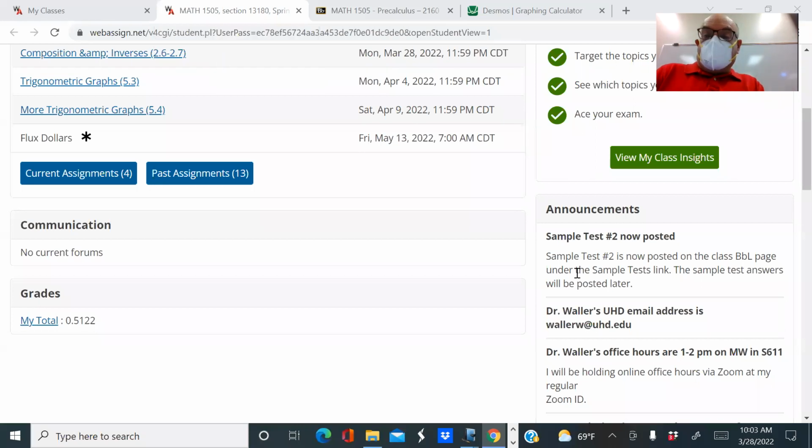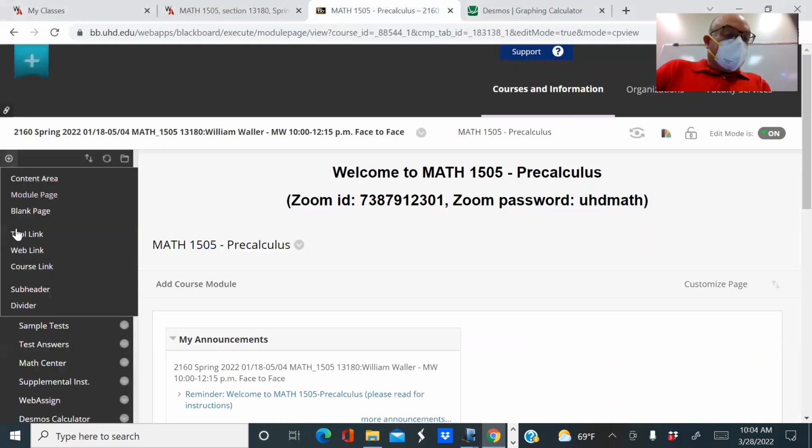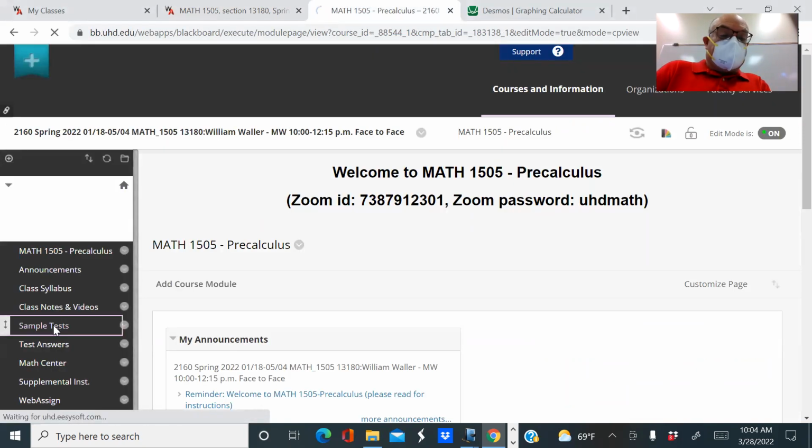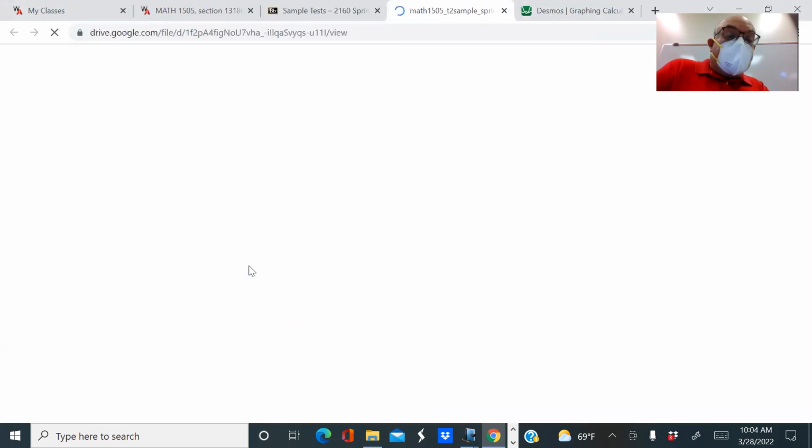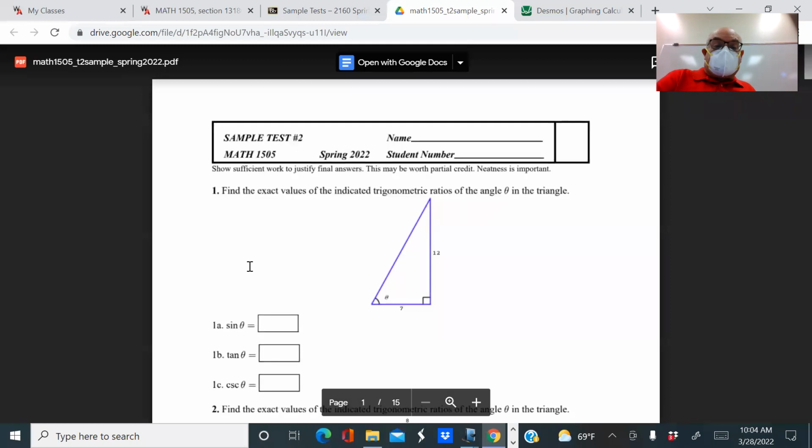You can barely see it there, squeezed in on the right hand side here. There's the announcement that the sample test is posted. If you go to Blackboard, it's there in the usual spot under sample tests. So there it is. And it's long now because it includes this right triangle trigonometry.